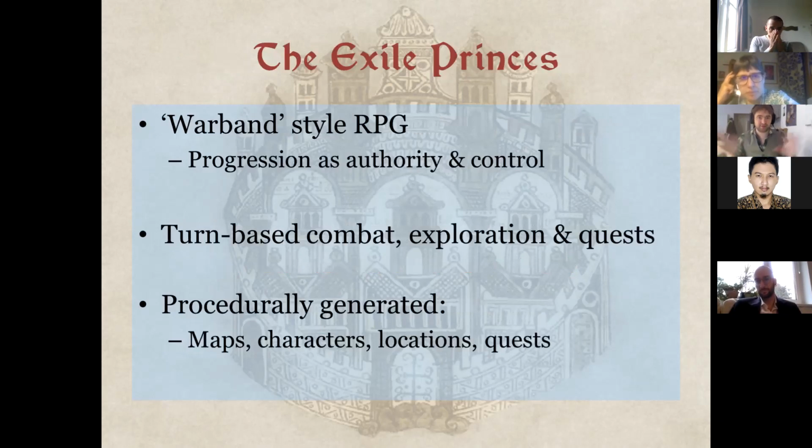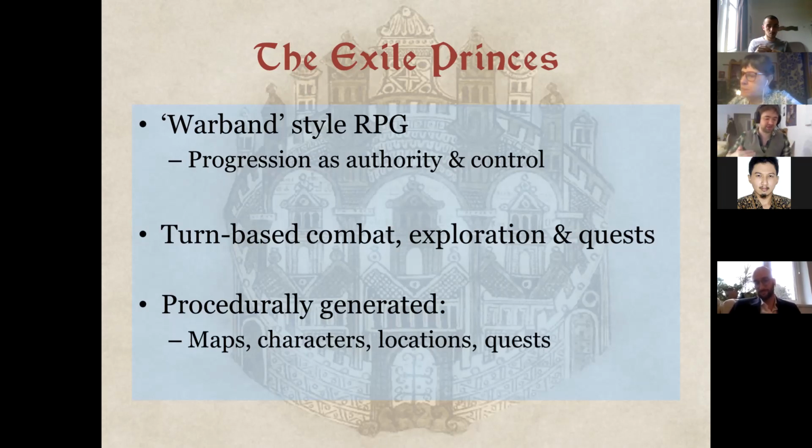So the Exile Prince is the game I'm going to be talking about. It's what I think of as a warband style role-playing game. You have a single central character. You build up a party of followers, but it's not just a small party of companions. You can also have some troops, or in some cases hedgehogs, with you as you wander around the map. And the progression of the game ultimately is about you building up authority and power.